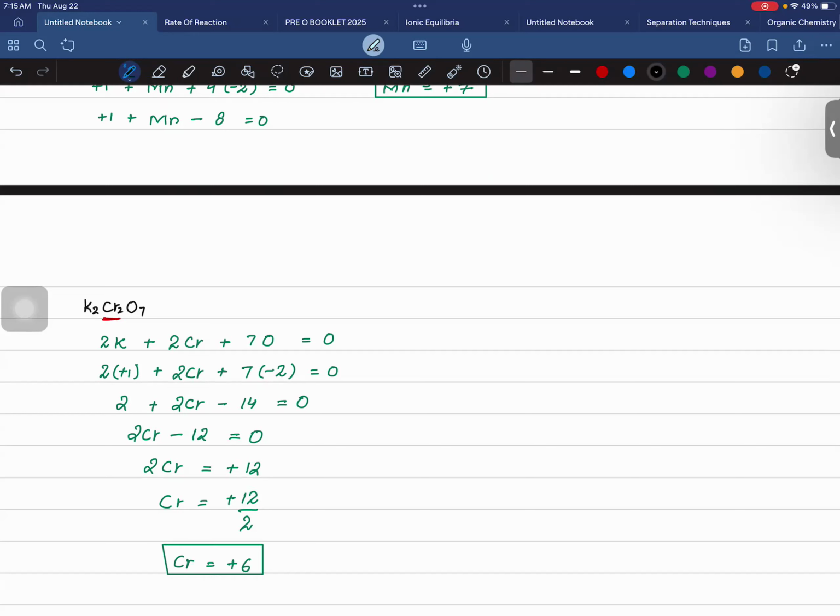So basically what you need to know are the other charges, like the charge of potassium and the charge of oxygen. Are you getting my point? Any confusion? Okay. Can you tell me the charge of sulfur in H2SO4?